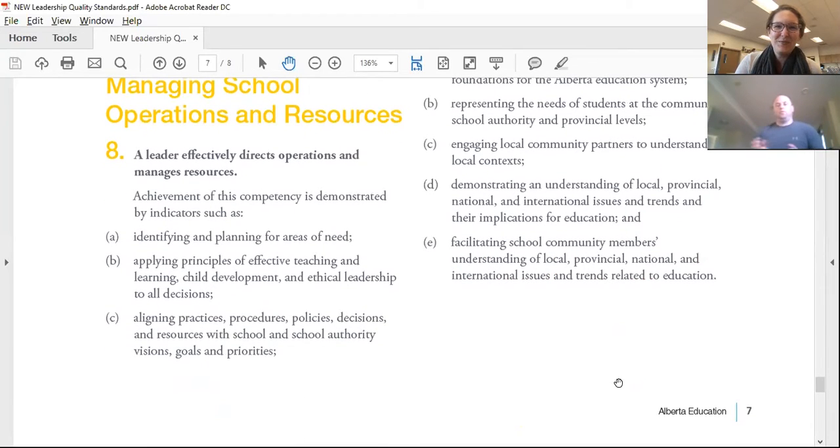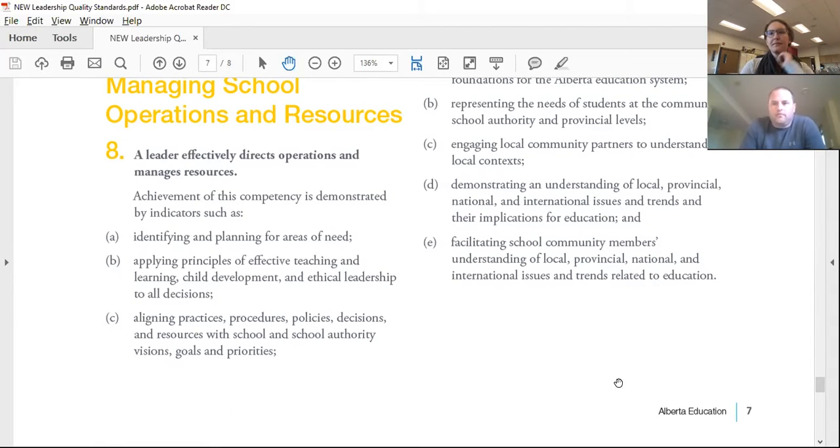Okay. So when we looked at this, there were three things in terms of using data. When managing the school operations and resources, the biggest thing is identifying and planning for areas of needs. You have to have the data to back up when you make decisions, especially when it comes to instruction and supporting the students within the school. Also, even supporting the staff within the school. The other thing is aligning practices, procedures, policies, decisions, and resources with school and school authority vision, goals, and priorities.